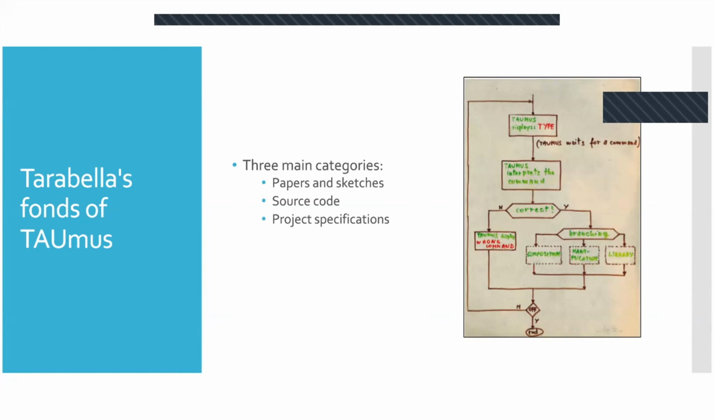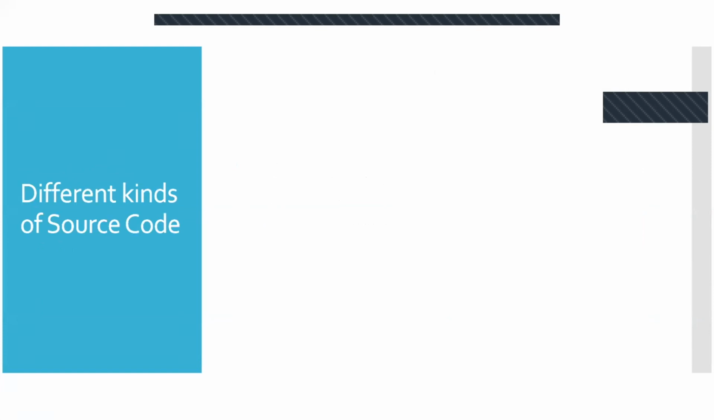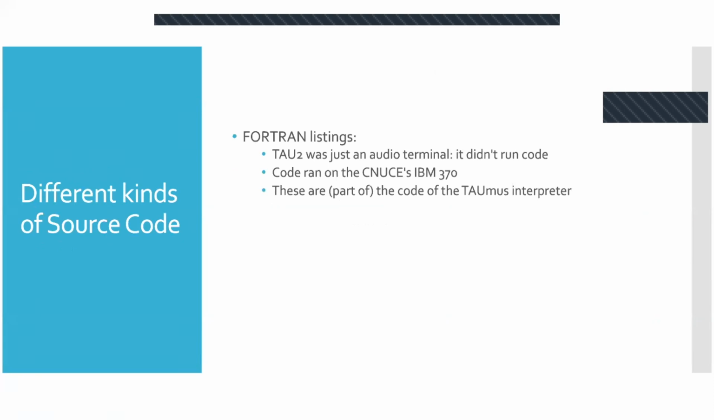So of course we had to digitize that. We had source code. We had two different kinds of source code. First of all, we had some Fortran listings, because the TAU2 terminal was not a computer. It just played audio, music, and the code was for an IBM 370, and the retrieved code was part of the code of the TAUMus interpreter.